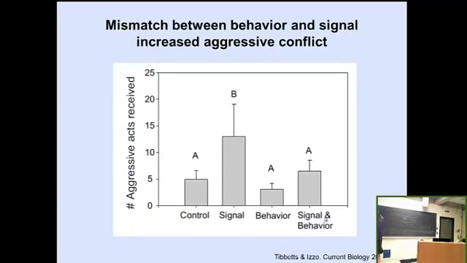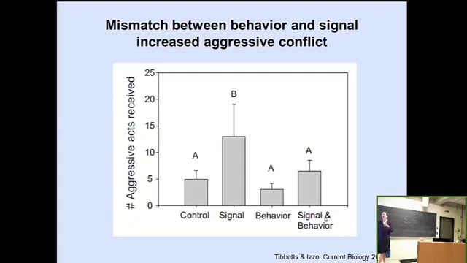So these are the results, the different treatment groups, and the number of aggressive acts received. You can see in cases where we changed the signal alone, the wasps received much more aggression than individuals from the other treatment groups. We were particularly excited that they received more aggression than the treatment group where we changed both signal and behavior. So if you signal that you're strong and you behave like you're weak and you're a paper wasp, you're going to get beaten up. So this is some good evidence for the incongruence hypothesis.